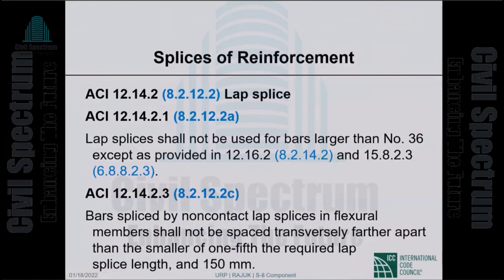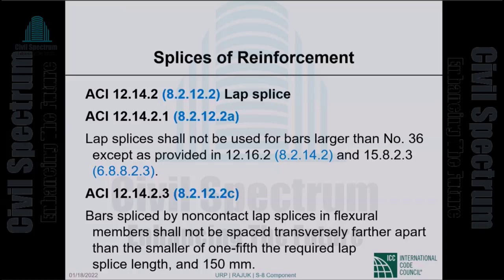Lap splices shall not be used for bars larger than number 36, except as provided in a later section. There are exceptions, but normally you cannot lap what we call number 14 and number 18. I think those are 43 millimeter and 56 millimeter bars. So lap splices shall not be used for bars larger than number 36, except as provided for. Those exceptions may come up.